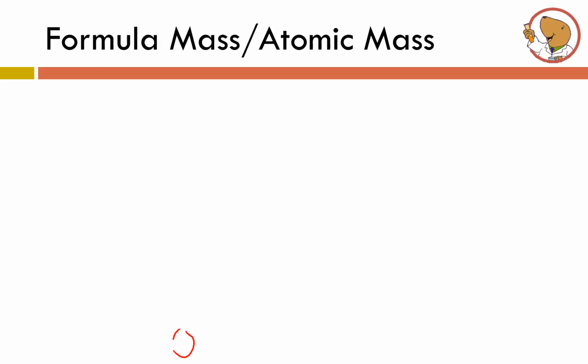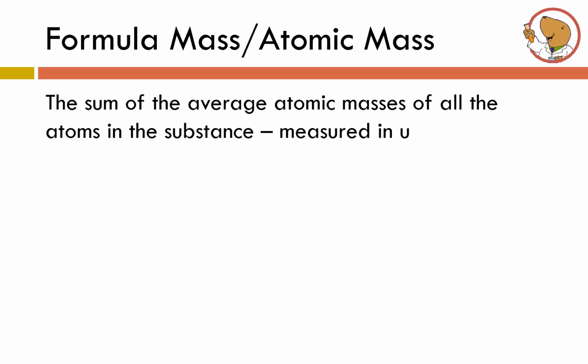Let's talk a little bit about how we're going to do that. So we've got something called formula mass, which is also known as atomic mass. They're one and the same. And all that is the sum of the average atomic masses of all the atoms in a substance. And we measure it in U. We can also use AMU. I'm not particular. You might remember that unified mass units or atomic mass units are what we use to measure the mass of subatomic particles. Also, we use it to measure the mass of individual atoms. We can use it to find the mass of a molecule.